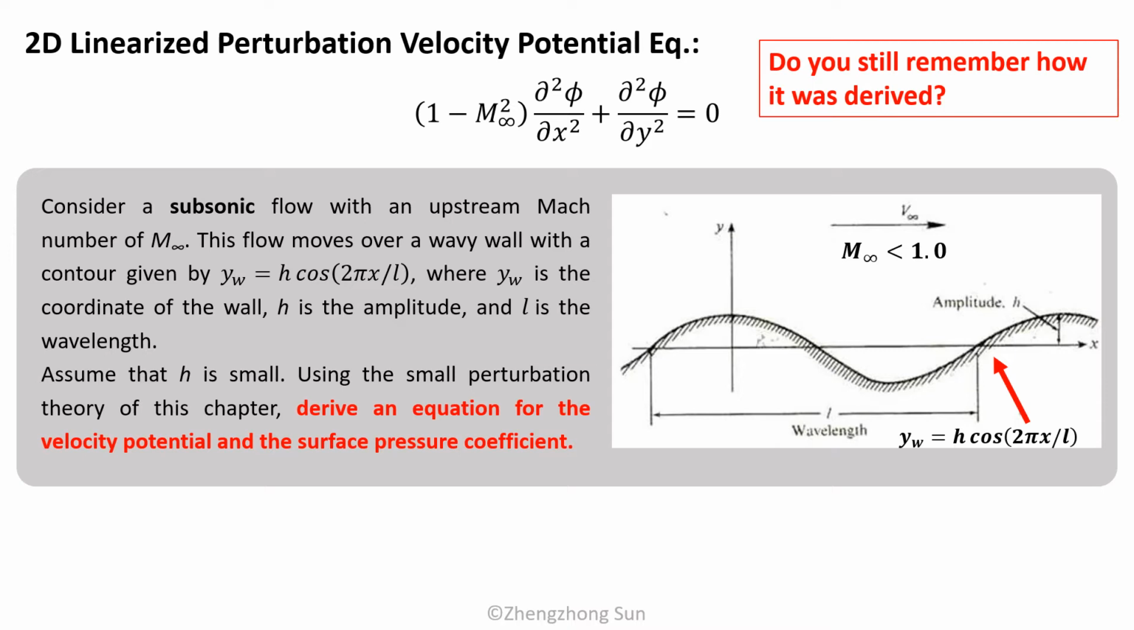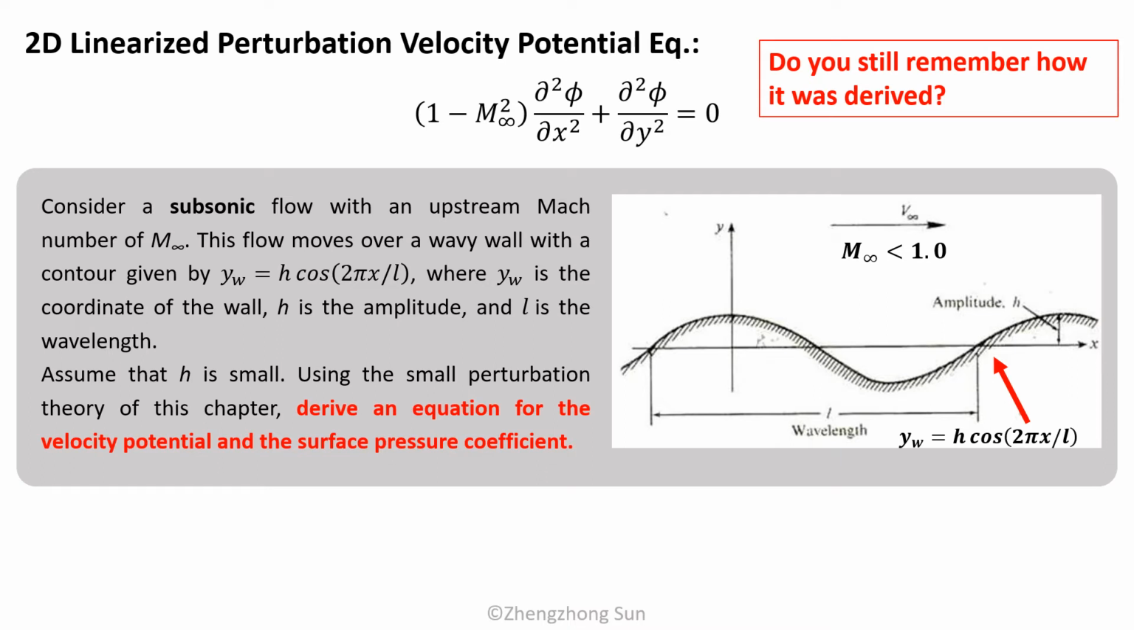And apparently, we can see a wavy wall structure as a flow. So consider subsonic flow with an upstream Mach number of M infinity. This flow moves over a wavy wall with a contour given by yw, which is a wall profile, h times cosine 2 pi x divided by L, where yw is the coordinate of the wall, h is the amplitude of the wave, and L is the wavelength of the wave. Assume that h is small. Using the small perturbation theory of this chapter, derive an equation for the velocity potential and the surface pressure coefficient.